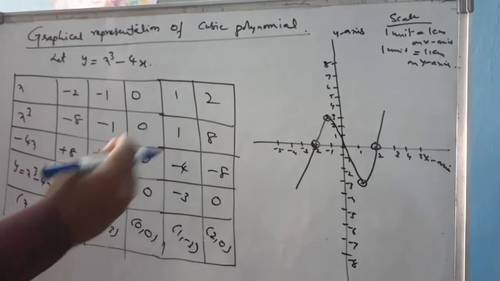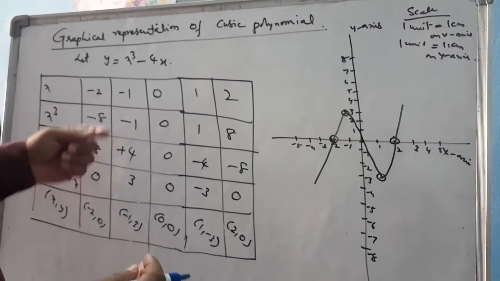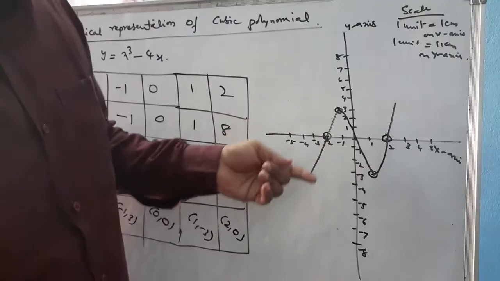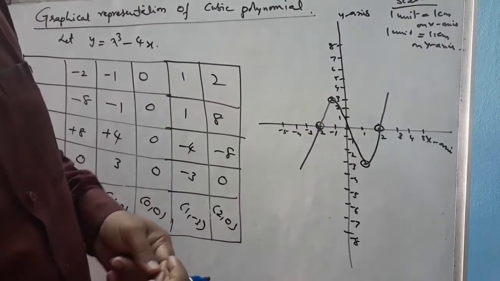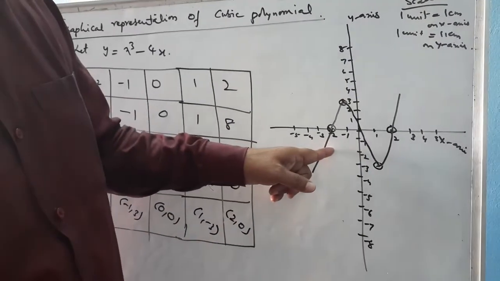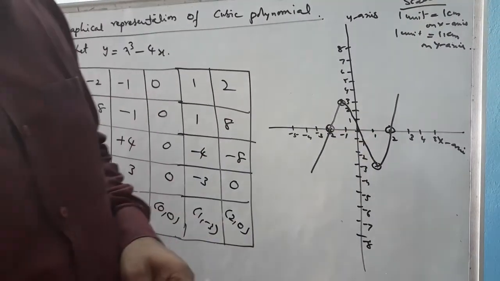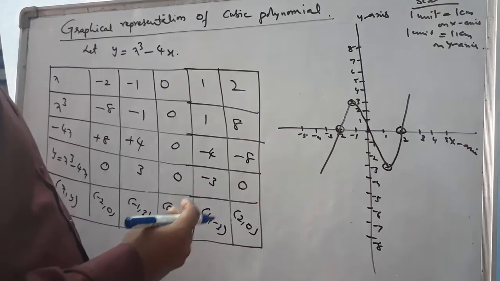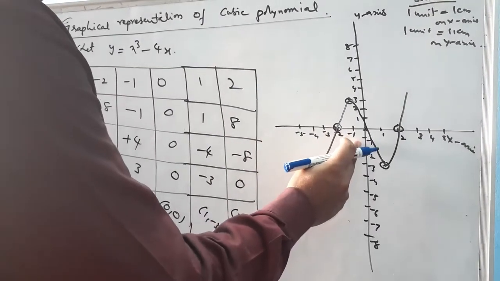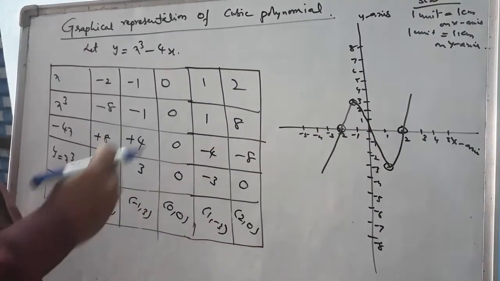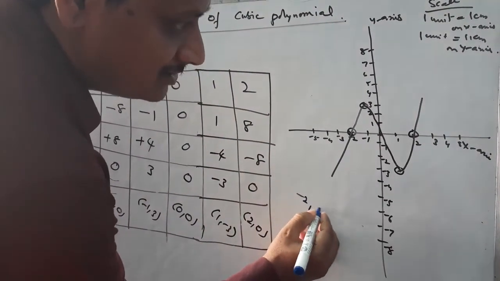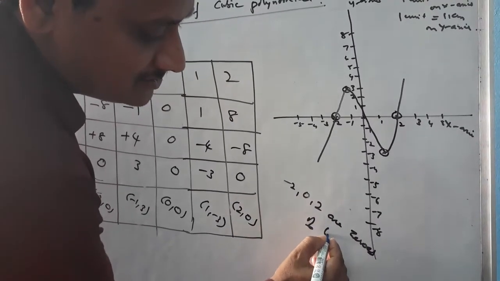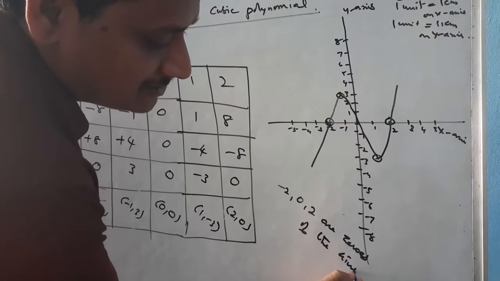This is the graph of the cubic polynomial x cube minus 4x. In this graph, the curve cuts the x-axis at 3 distinct points, that is minus 2 comma 0, 0 comma 0 and 2 comma 0. The x coordinates of these points are known as the zeros of the polynomial. So minus 2, 0, 2 are the zeros of the given polynomial.